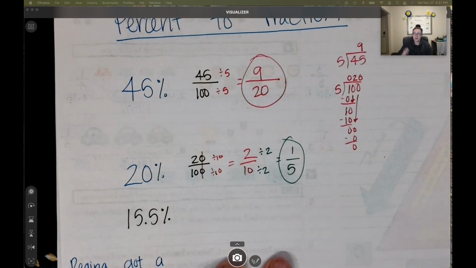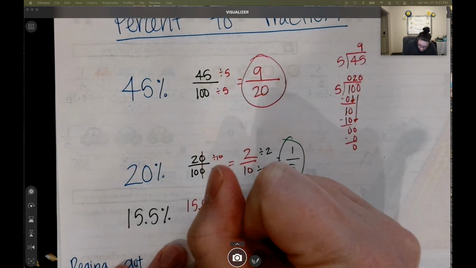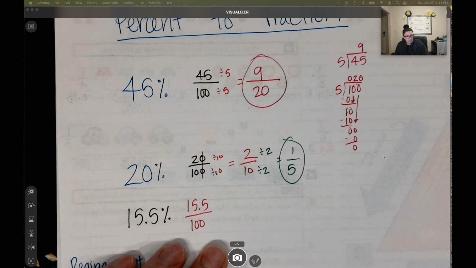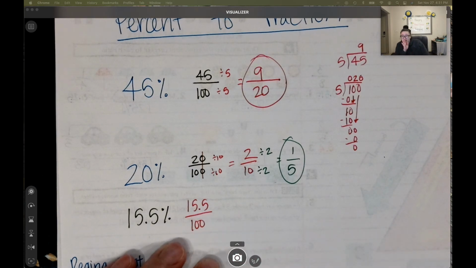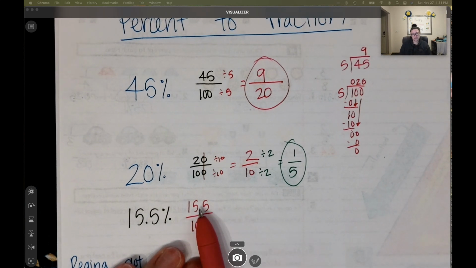Next one. 15.5% means that I have 15.5 things shaded in out of 100. That decimal's a little gross. That fraction doesn't work out. We don't like seeing fractions or decimals in fractions. You can, but that's not an answer that you're going to see in a textbook. They don't do that. We don't do that.